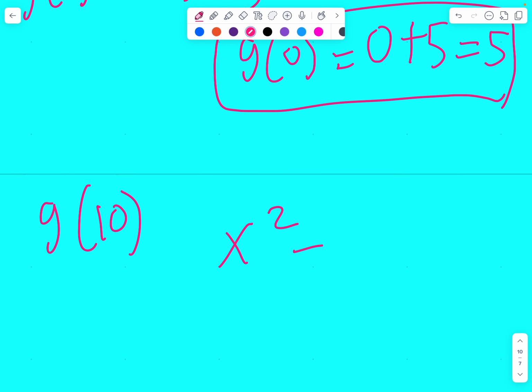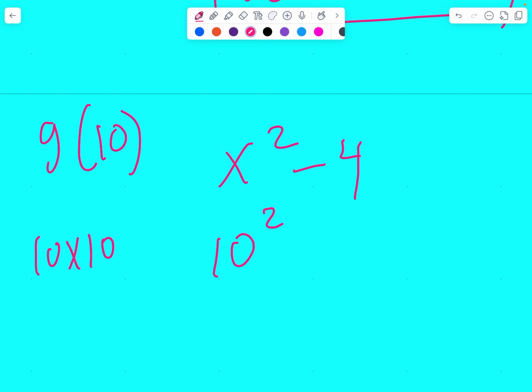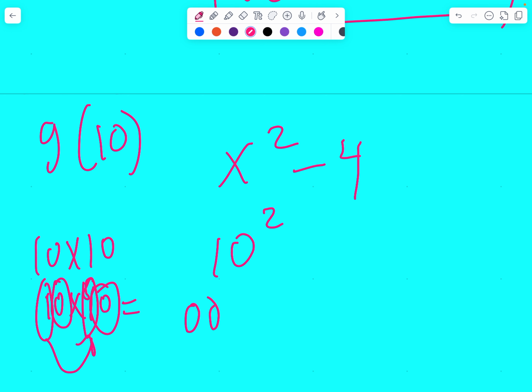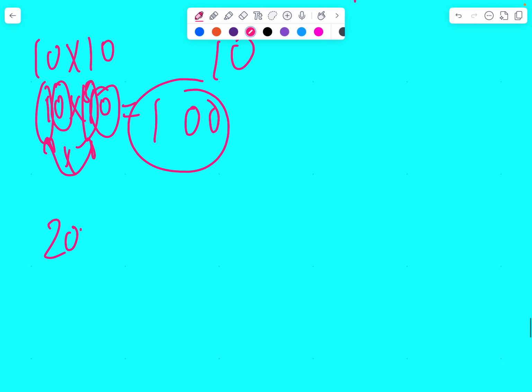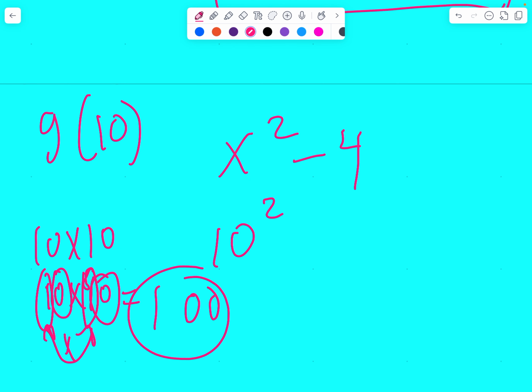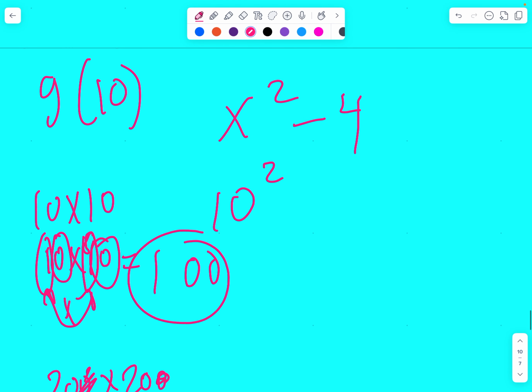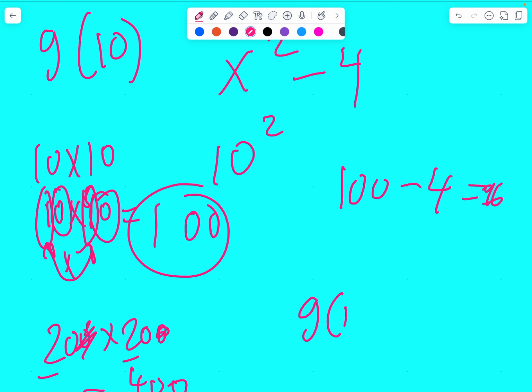So you have 10 squared, which is a fancy way of saying 10 times 10. Let's do that together real quick. 10 times 10, just add all the zeros together. And 1 times 1 is 1, so 100. Same thing with 20 times 20. I don't want to get too crazy on you guys. 0, 0. 2 times 2 is 4. Okay, so you have x squared minus 4, which is 100 minus 4 equals 96. So g of 10 equals 96.